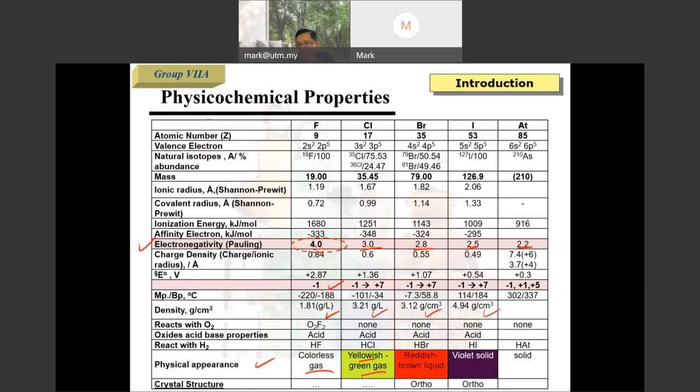Iodine is a violet solid, purple color. And that is why it's very easy for us to identify when we react a certain compound to form chlorine gas or bromine gas or iodine gas. We can actually identify them just by looking at the colors.